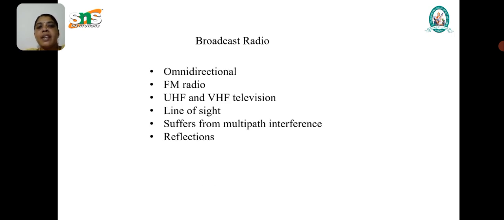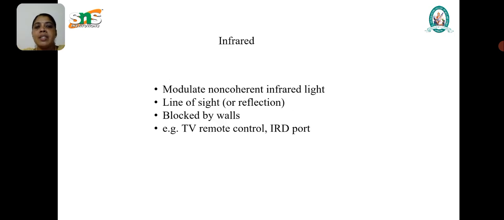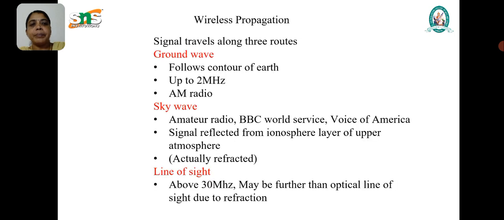Next is broadcast radio, which is omnidirectional. Examples of broadcast radio are FM radio, UHF, VHF, and television. It is used with multipath processing. Infrared, for example a TV remote control, can easily transmit information, but only over a short distance. It is not used for long distances because it can be blocked by walls and other obstacles.